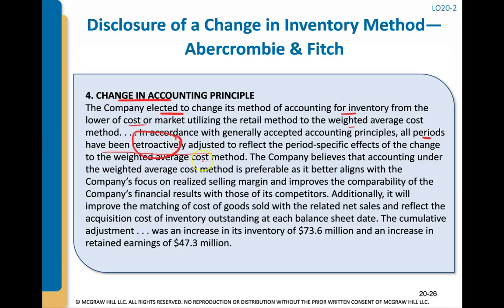That's the retrospective approach. And the company believes that this weighted average cost method is preferable as it better aligns with the company's focus on realized selling margin and improves the comparability of the company's financial results with those of the competitors. This is the reason why. This is the justification for why they had to make this change, and it'll improve the matching of the cost of goods sold with the sales. And then it tells you the cumulative adjustment. There was an increase in inventory of 73.6 and an increase in retained earnings of 47.3 million.